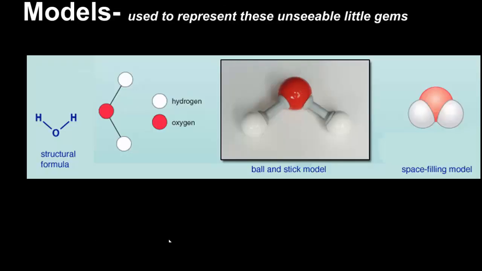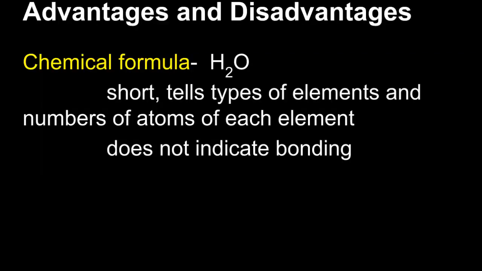Now here are the models that I expect you to know. The structural formula, ball and stick model, and the space filling model. And so you have examples of these. And we'll look at these, and of course the chemical formula we'll start off with. Each of them have their own advantages and disadvantages. We use them for different reasons.